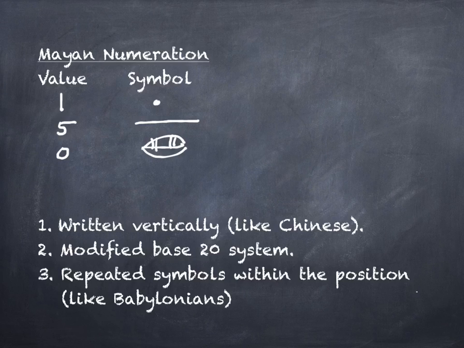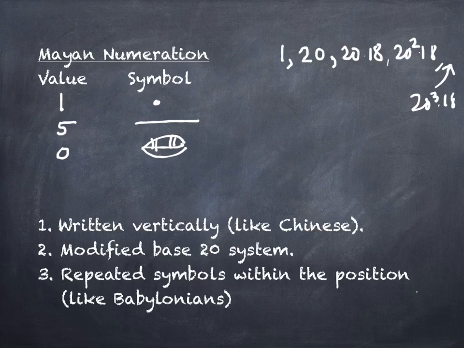Here's their base system and why it's not exactly base 20. In their base system, they have the ones place, and then they have the 20s place, and I'm happy enough with that, but then things go a little wonky. The next one's not 20 squared. Sorry. It's 20 times 18. After that, they start putting powers on the 20. So 20 squared times 18, and then they would have 20 cubed times 18, and so on.